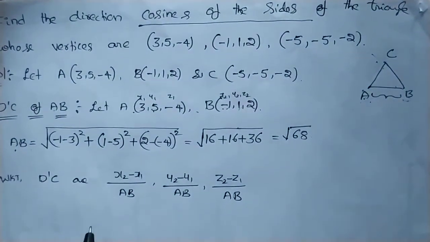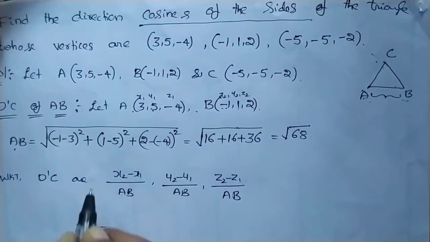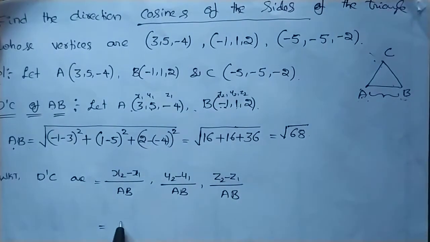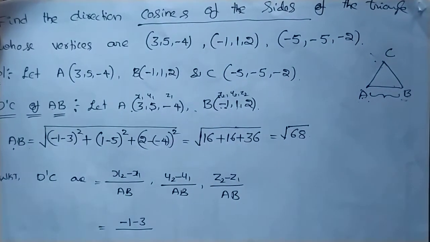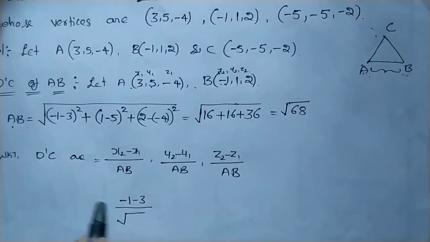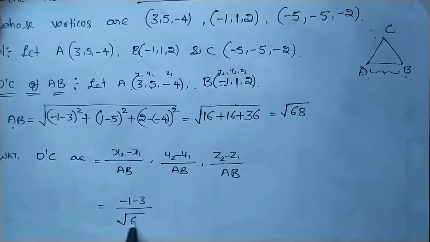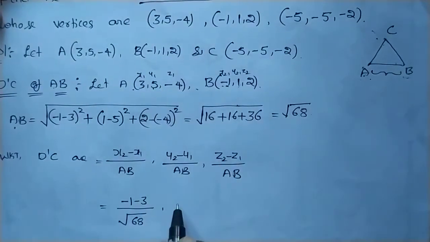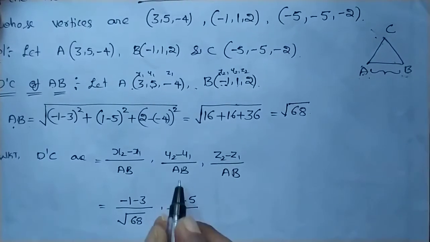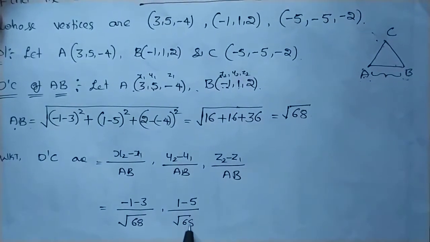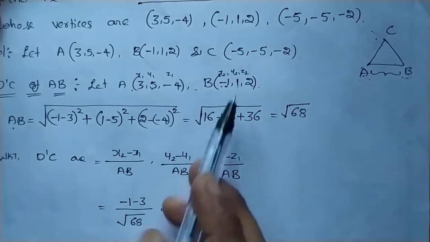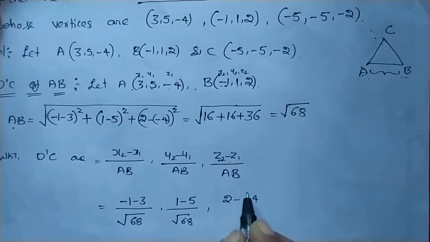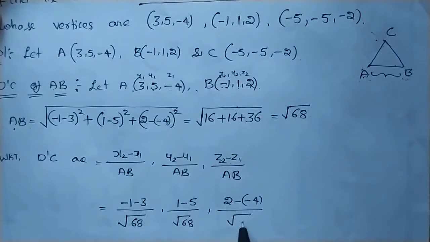Now substitute the values. Then we will get x2 minus x1, that is -1 minus 3, divided by AB. AB is how much? Square root of 68. Y2 minus y1, here we have 1 minus 5, divided by AB, that is square root of 68. Next z2 minus z1, that is 2 minus of minus 4, divided by AB, that is square root of 68.